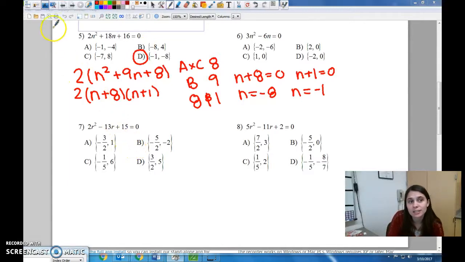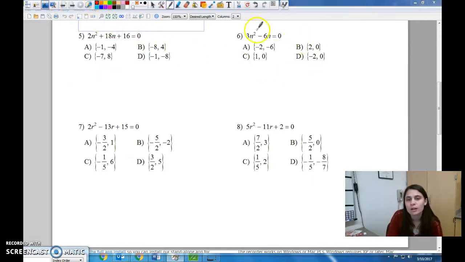Number 6 is very similar to number 4, but I'll go ahead and do it with you. So this time I have 3 and a 6, and I can pull something out of both of those, which is a 3, and they both have an n. And then I'm left with n minus 2. So I've got to set both of these factors to 0. So I'm going to set 3n equal to 0 and n minus 2 equal to 0.